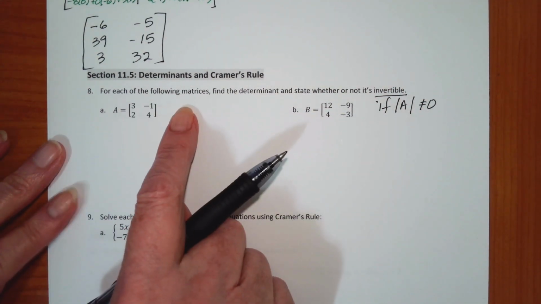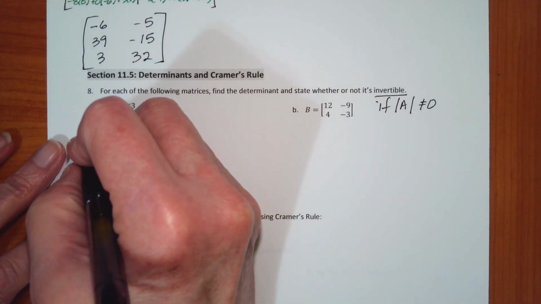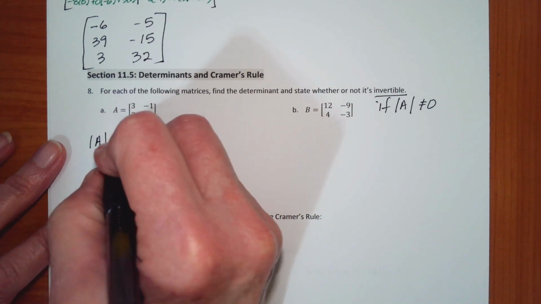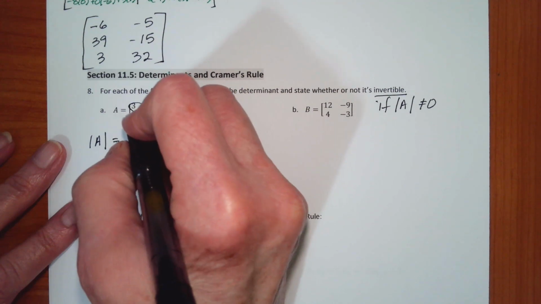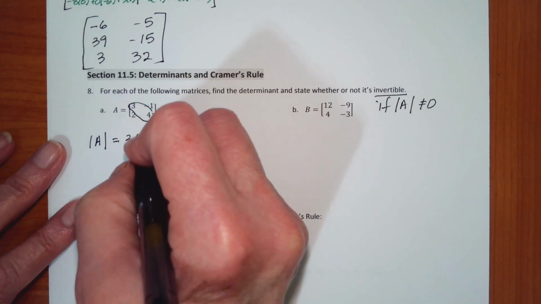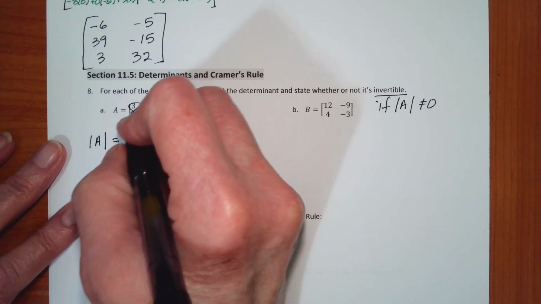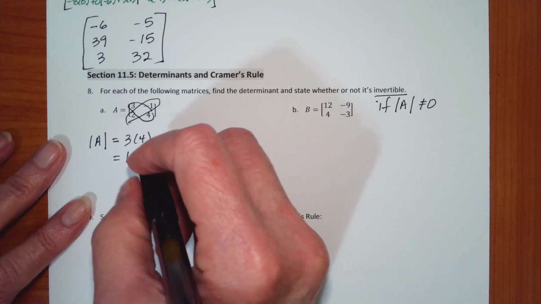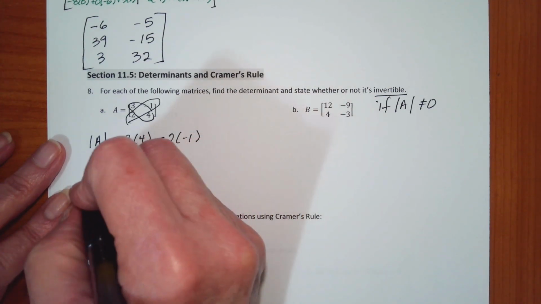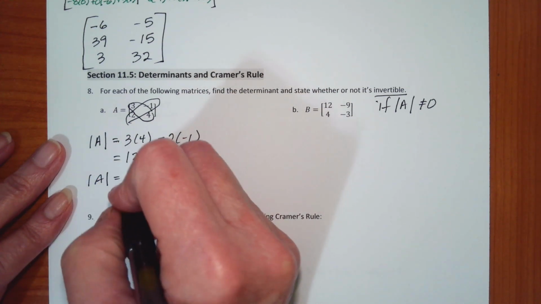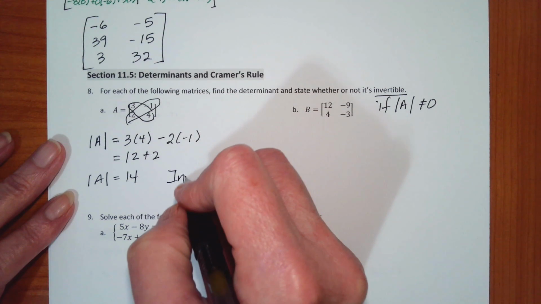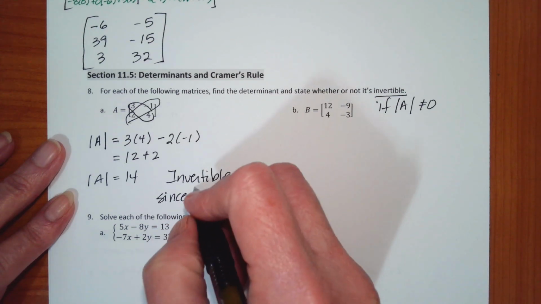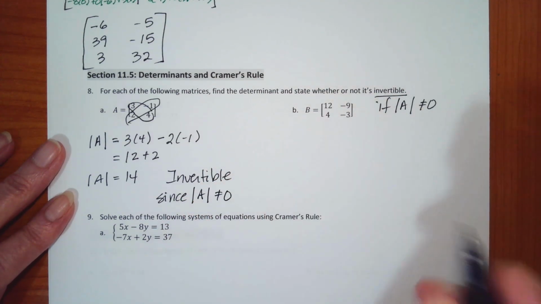Okay, so to find the determinant, and we notate that the determinant of A, we multiply 3 times 4 minus 2 times negative 1, which gives us 12 plus 2, which means the determinant of A is 14. It is invertible since the determinant is not equal to zero.